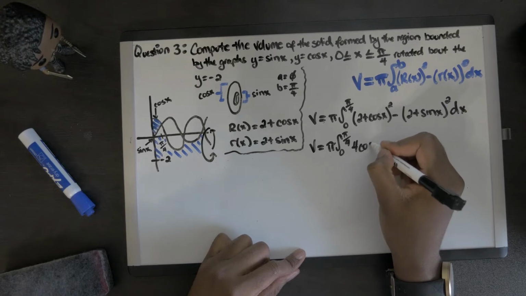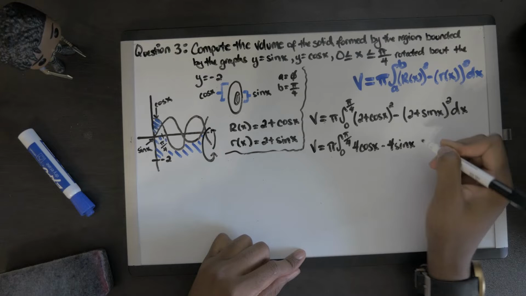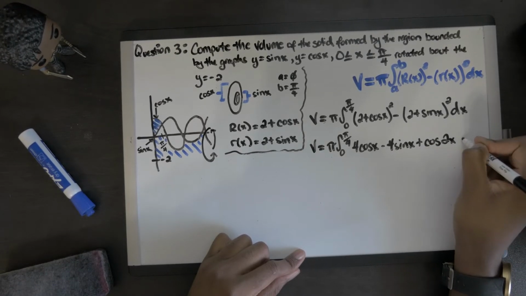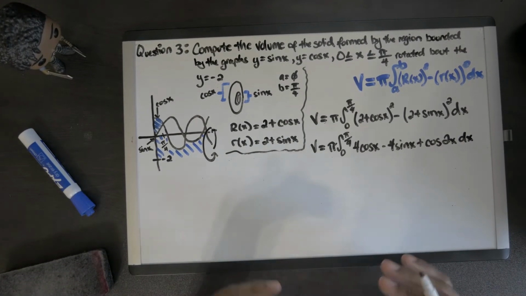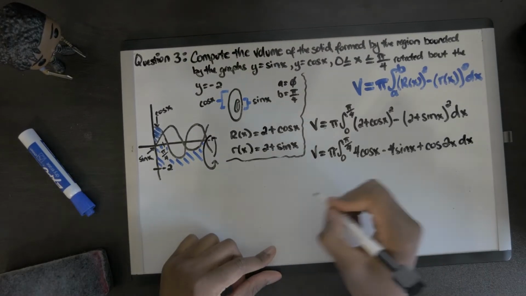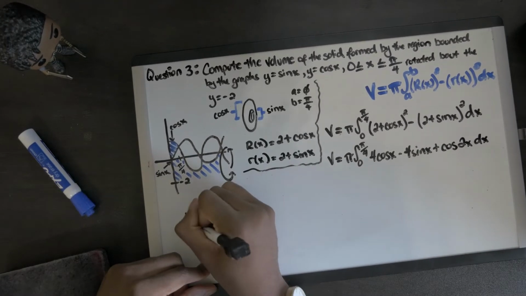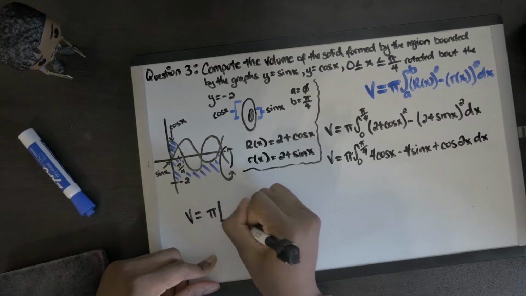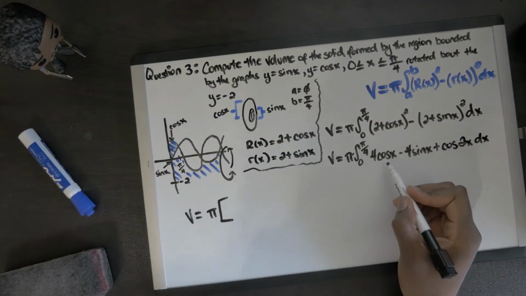For cosine x minus 4 sine x plus cosine 2x dx. All right, so that's where we just left off. So again, now we're going to go ahead and find the integral of these things. So now that we're finding the integral, I'll go ahead and bring it right over here. The volume equals pi times, so we're going to look at the integral of 4 cosine x.